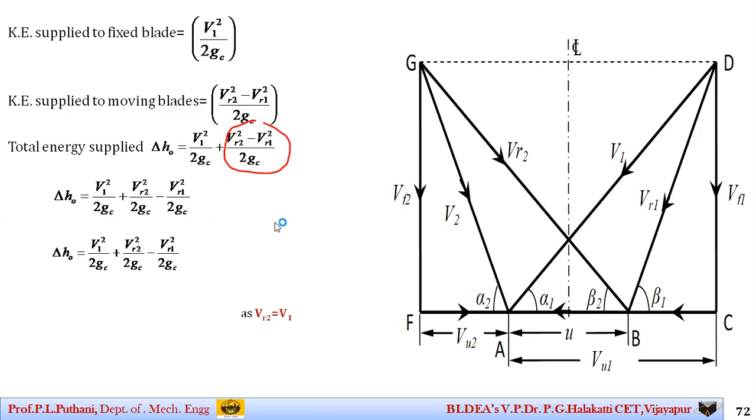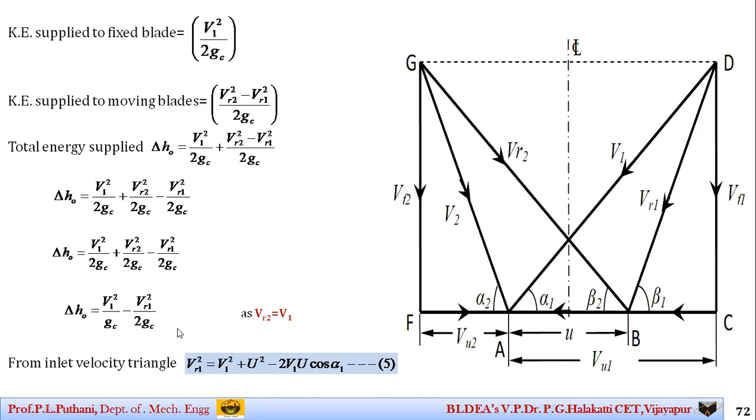Students, I have already discussed that the value of vr2 is equal to v1. So if I substitute, this becomes v1 square by 2gc plus v1 square by 2gc, which is 2 v1 square by 2gc. The 2 gets cancelled, and we get this as v1 square by gc minus vr1 square by 2gc.